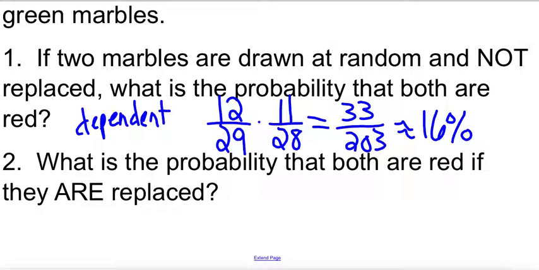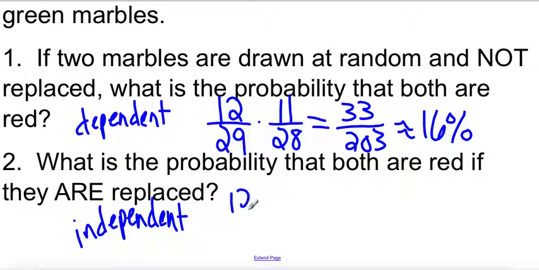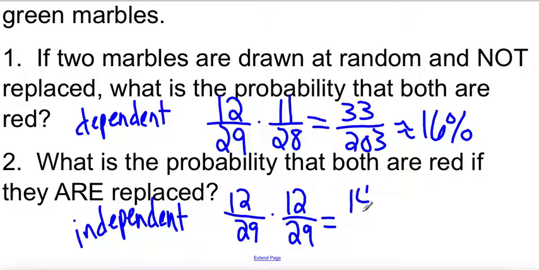All right, what's the probability that both are red if they are replaced? So I pick a marble out and then I put it back and then I draw another one. Since I'm putting it back, we have now gone into an independent event. So the probability of getting a red on my first one is still 12 out of 29. And then I put that red one back. So on my next draw, I still have a 12 out of 29 probability of pulling that red one out. So if I multiply those, I get 144 over 841, which turns out to be about 17%.